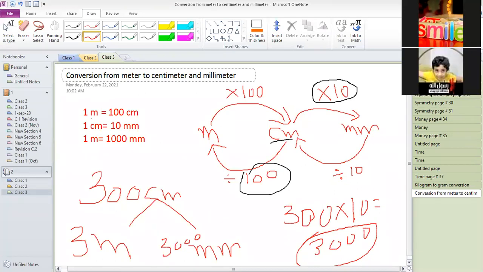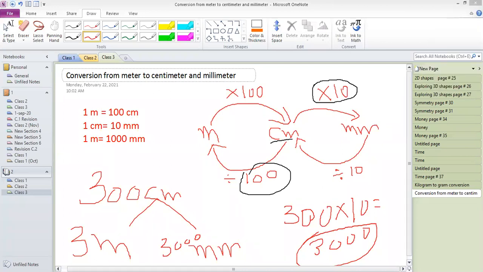So if you convert any value from meter to centimeter, obviously there will be more centimeters in meters. So you have to multiply. But if you convert any value from centimeter to meter, obviously that will be less than centimeter. So for less than, you will have to do division.